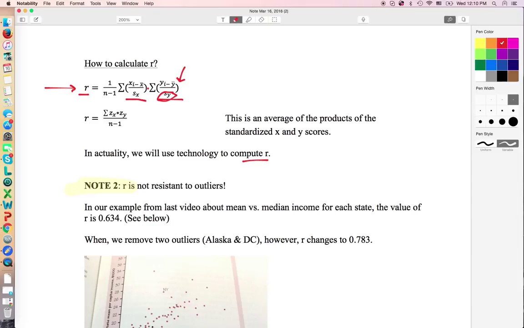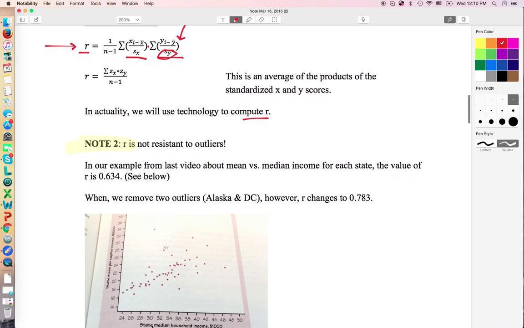That's something that we need to be careful of and not just put tons of stock into the value of R. We need to first look and see, are there outliers? If there are extreme outliers, does it make sense to remove them before calculating the correlation coefficient? I wanted to show you an example of that here.